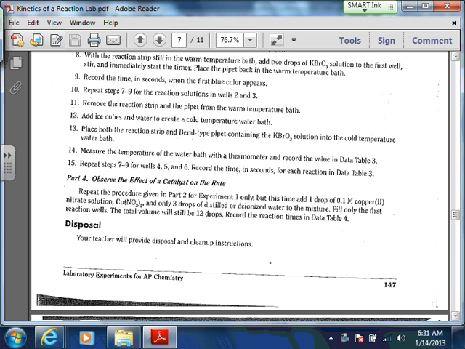And then basically what we're going to do is like the pre-lab. Once we have the data for temperature and we can figure out our K for each of these, then we should be able to figure out our activation energy. And then determining the effect of a catalyst on the rate. Again, we may or may not get to that part. Hopefully we will, but that's just going to show you what a catalyst does to the rate of the reaction.